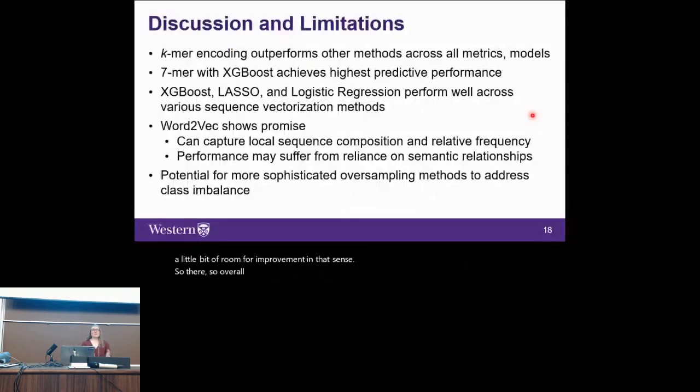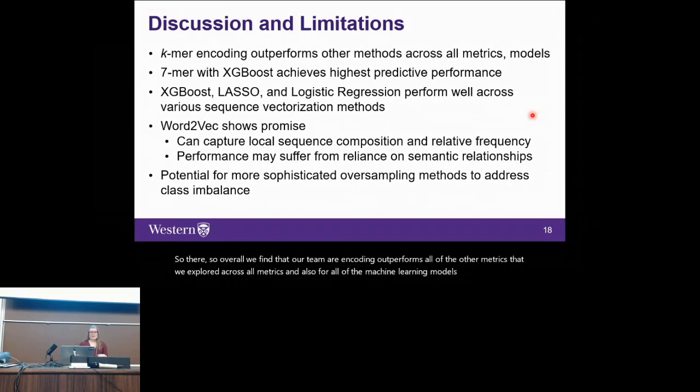So overall, we find that our k-mer encoding outperforms all of the other encodings that we explored, across all metrics and also for all of the machine learning models. And in particular, we find 7-mers with XGBoost works particularly well, which isn't necessarily surprising because XGBoost tends to perform really well for a lot of sequence classification type problems, and k-mer is a fairly standard approach. We also find that XGBoost, lasso, and logistic regression perform well across various sequence vectorization methods.